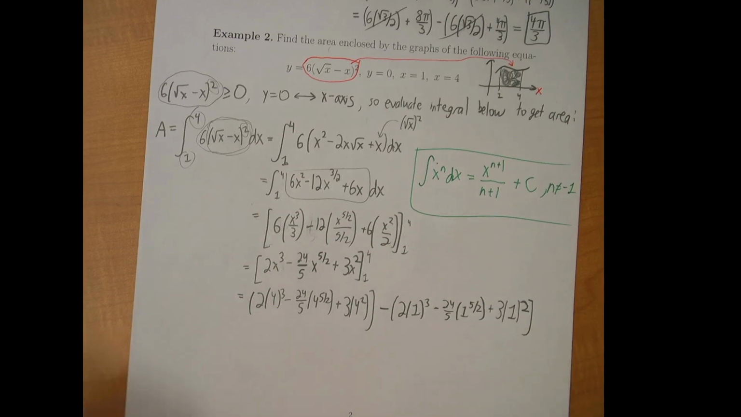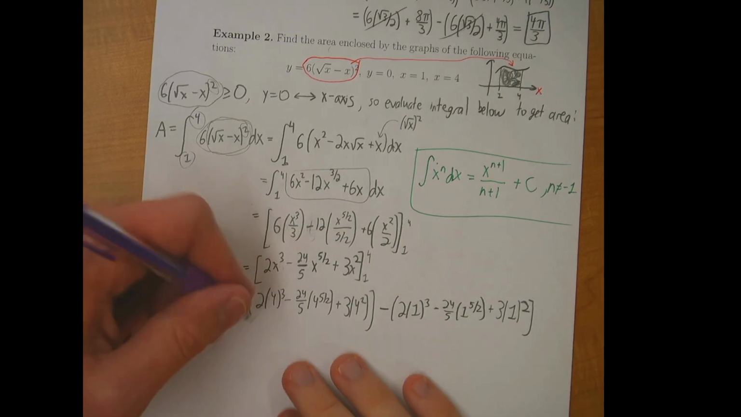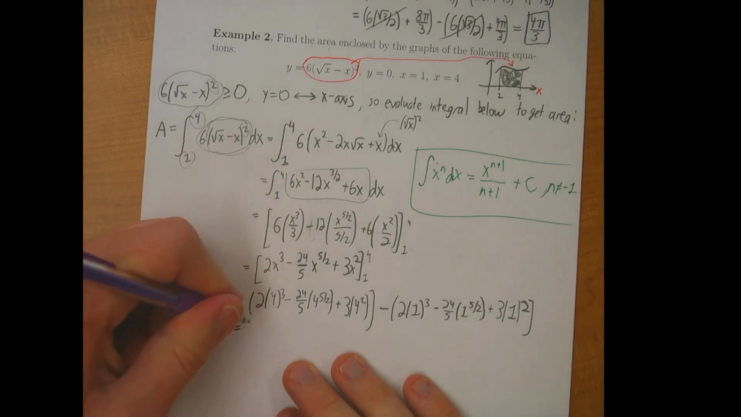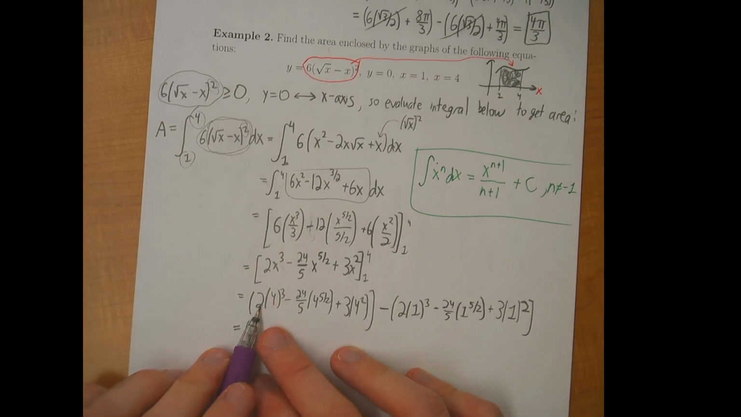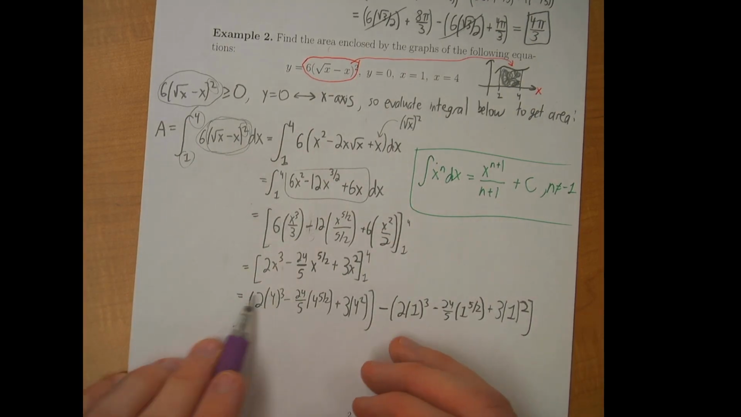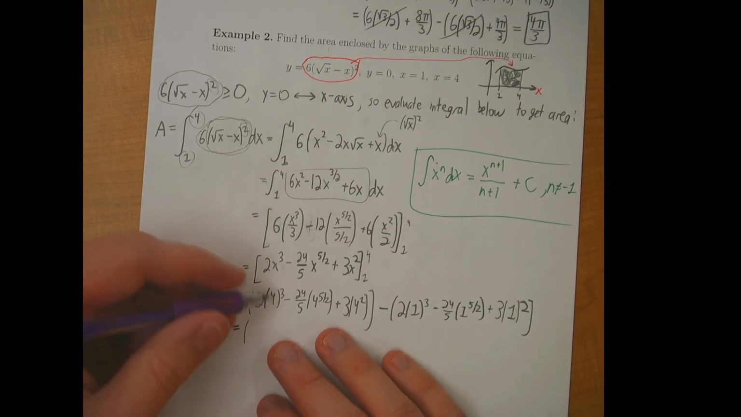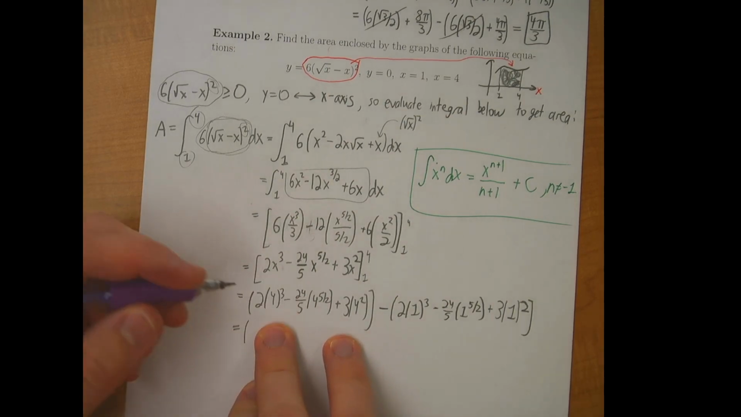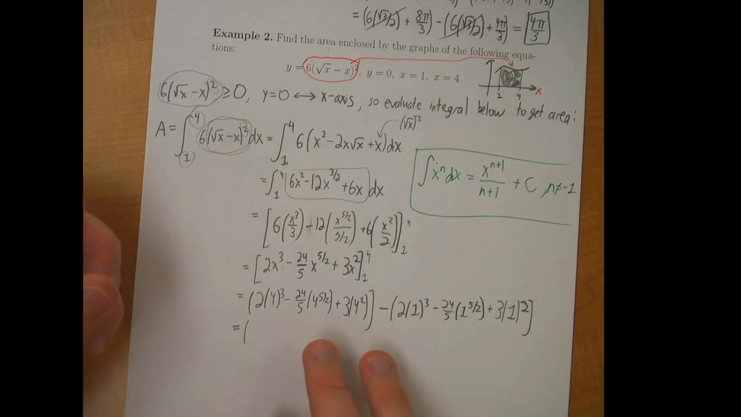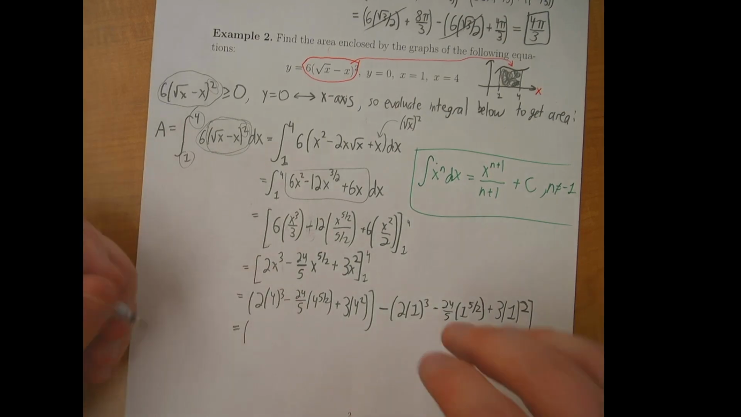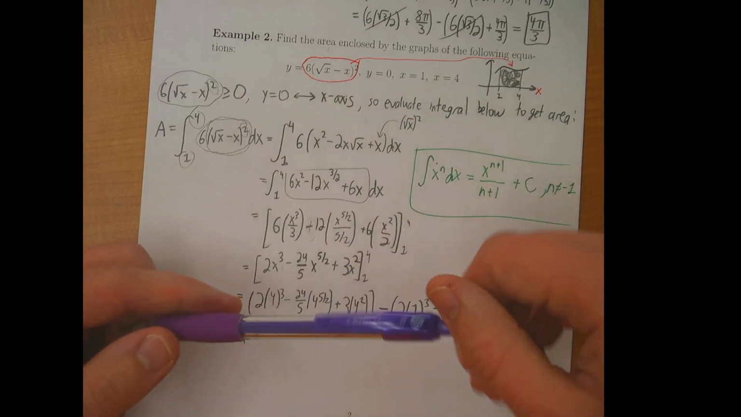Now, here's where things get a little more interesting. Let's see what's happening here. If we evaluate this all in a calculator, we have 2 times 4 cubed. If we plug all this into a calculator, term by term, what do we get?